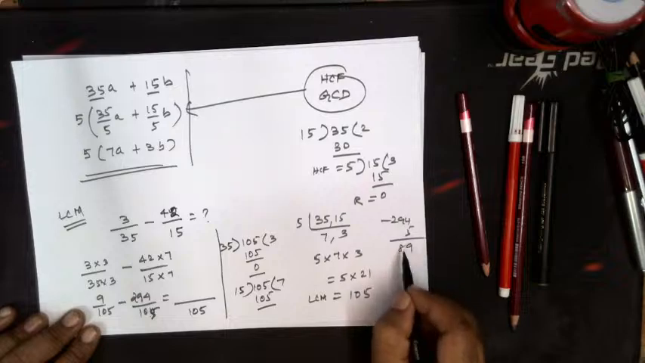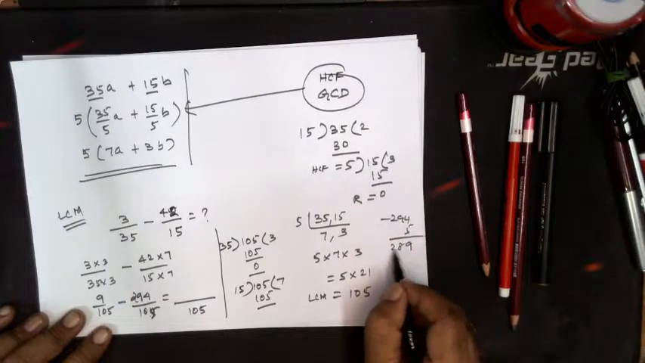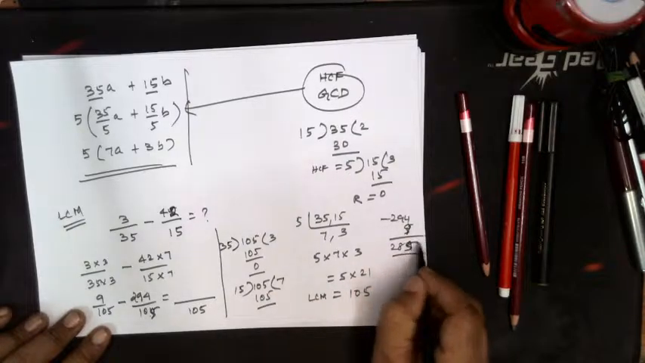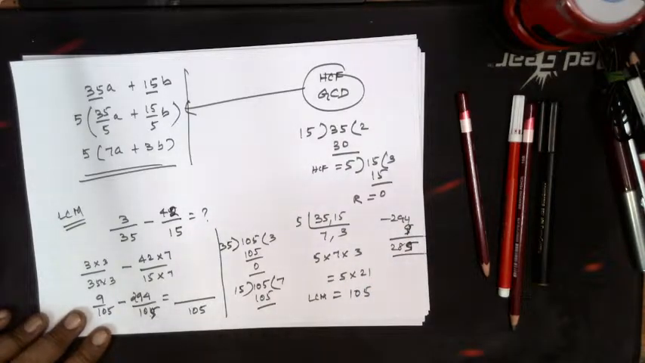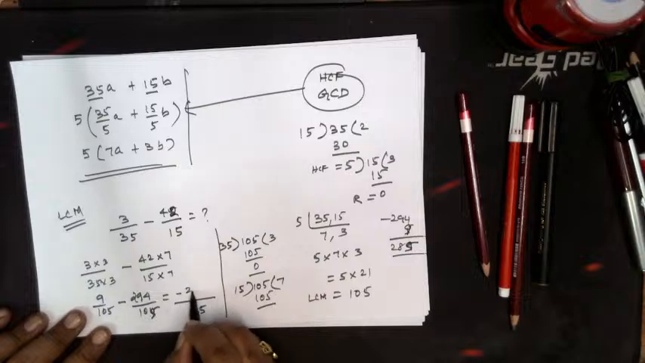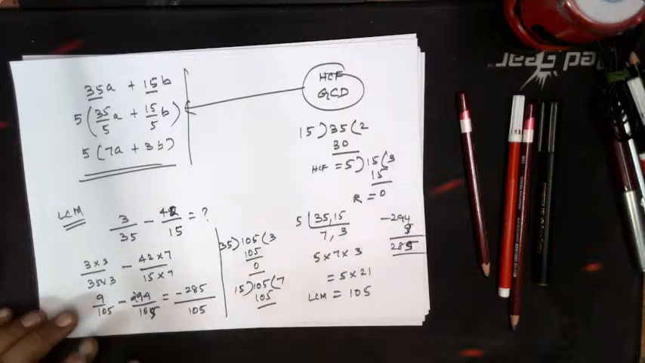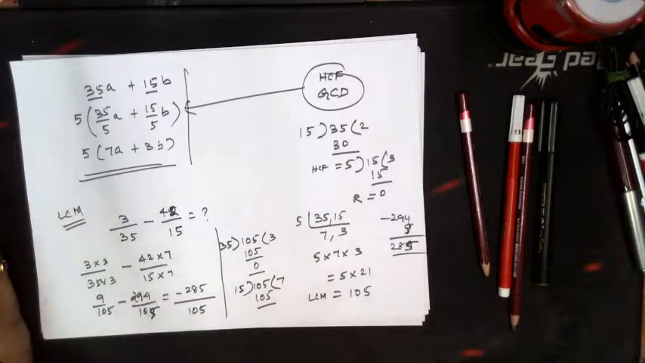So 294 minus 9, 9, 8, and this one 2. Okay, 9 means 5. So 285, right? So you can declare minus 285 divided by 105. Okay, so this is the way you have to proceed. Do you understand? I hope now you should know the importance of this LCM and GCD.